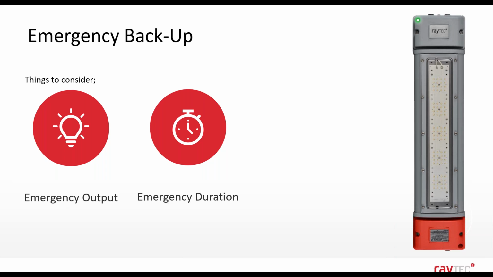At Raytec, our emergency linears are available with 25% emergency output as standard, but we can also offer up to 100% emergency output for shorter durations if required. It is a trade-off between output and duration, but it does give that flexibility to know that you can go higher for shorter durations if it's needed.